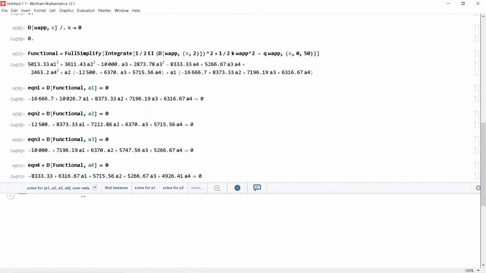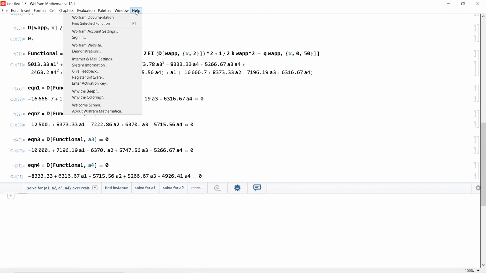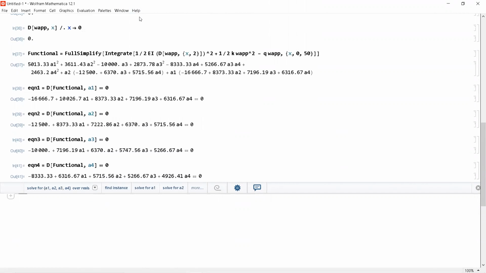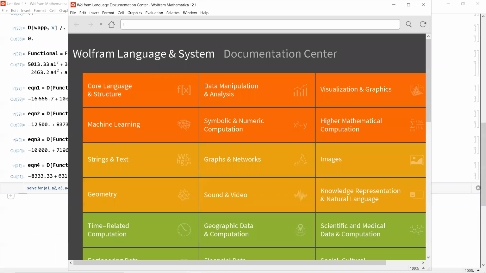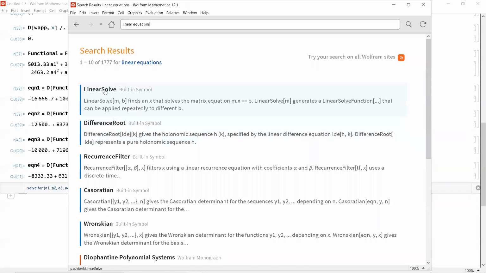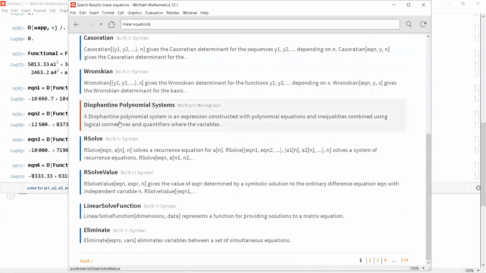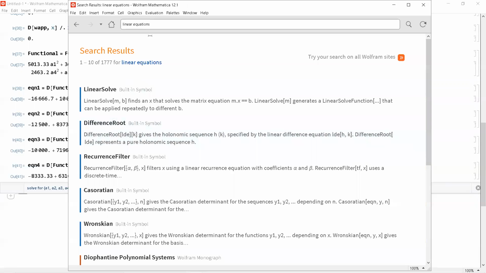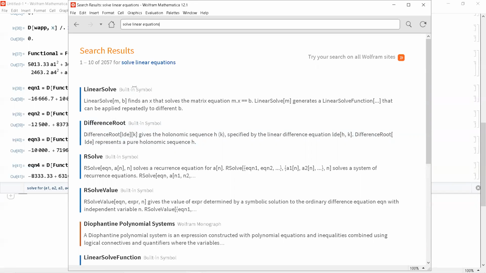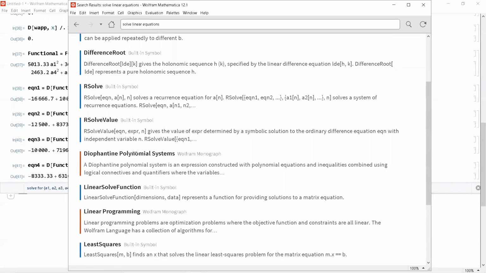So, okay, now I forgot how to solve. I'm going to pretend I forgot how to solve a linear system of equations. So I just type linear equations and perhaps linear solve. I guess it tells you how to do it. I think solve, so maybe I should type solve. Say I forgot how to do it. Let's see.